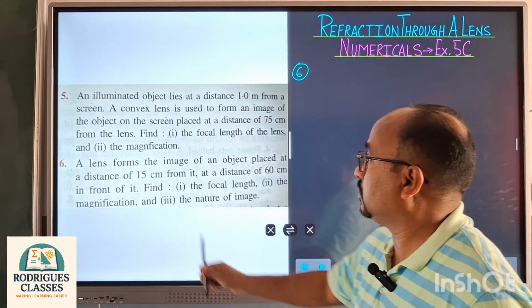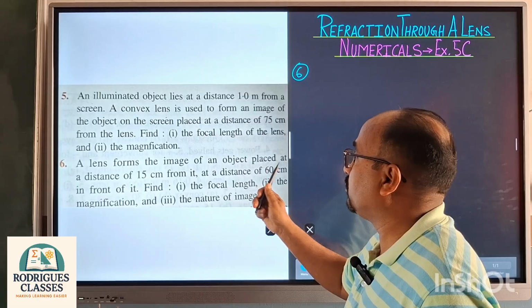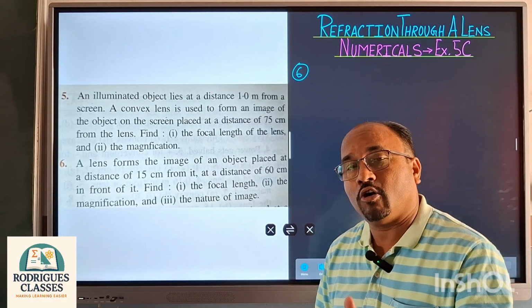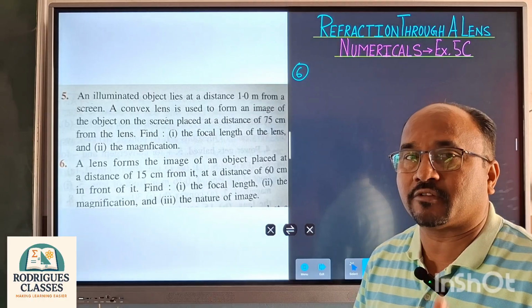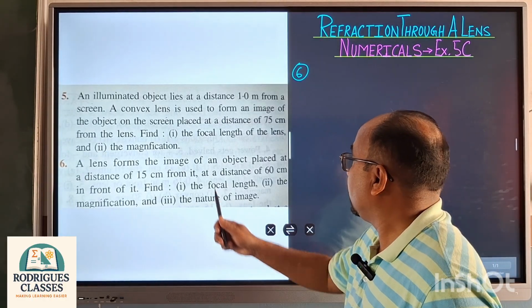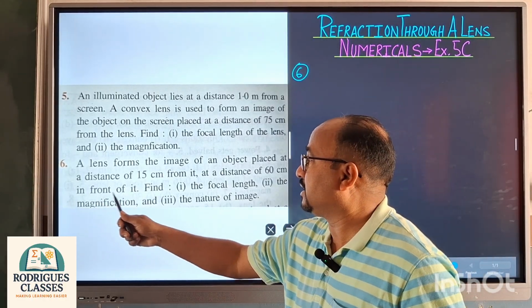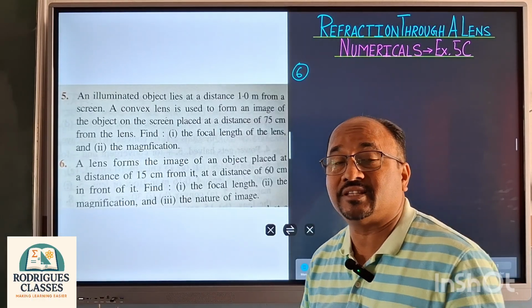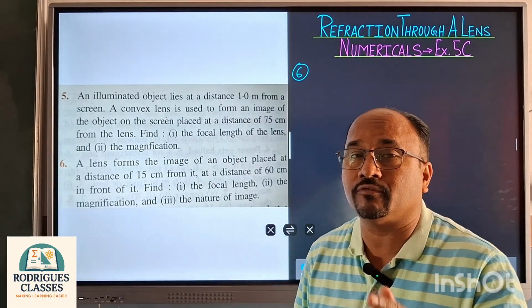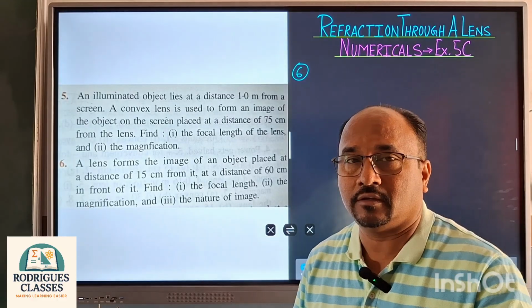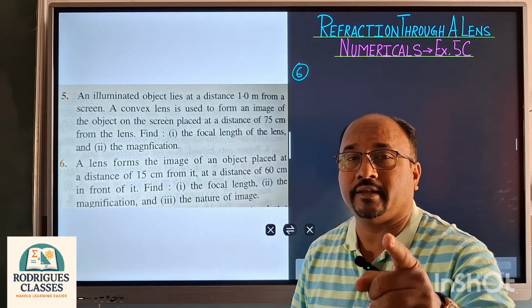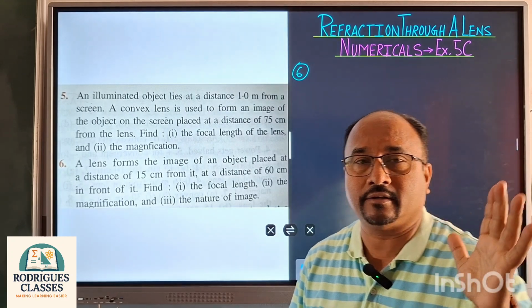A lens forms the image of an object placed at a distance of 15 centimeter in front of it. Object distance is 15 centimeter. It will be written as minus 15. At a distance of 60 centimeter in front of it, image is formed at a distance of 60 centimeter in front of the lens. So v is 60. What's the sign?